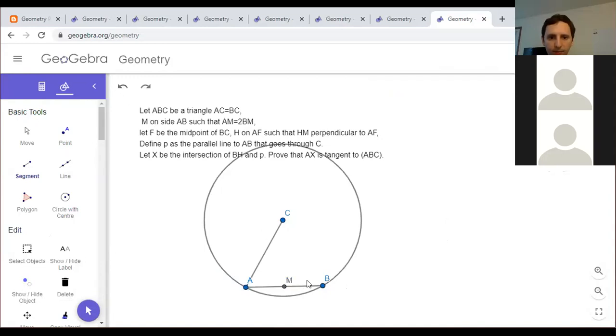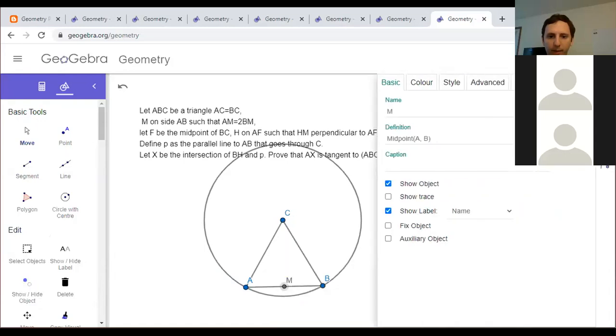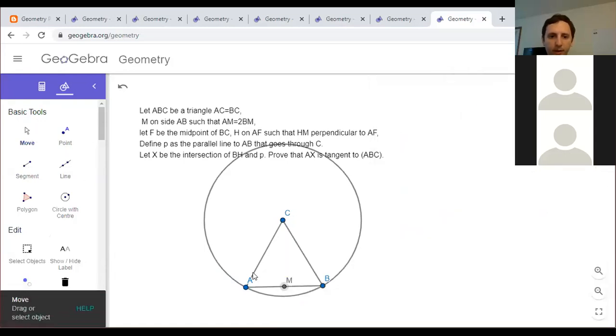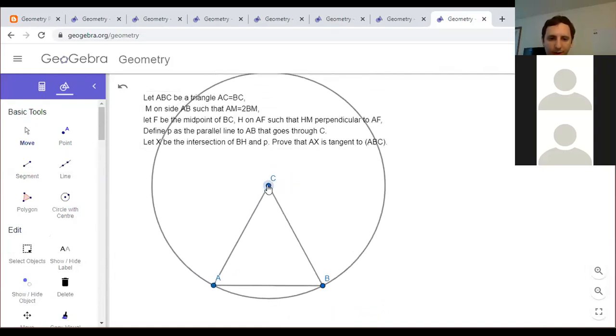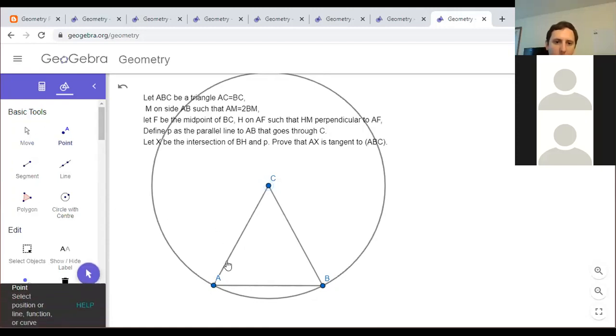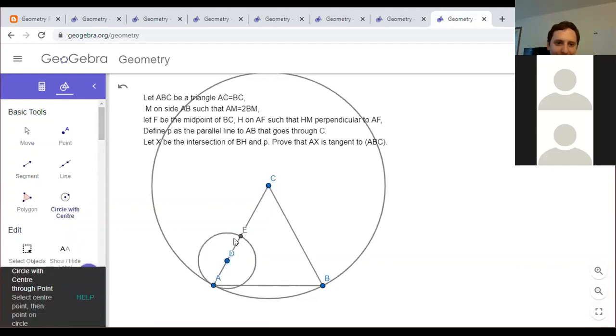Whoops. Oh no, M is not the midpoint of AB. We want AM equal to 2BM, so I will have to trisect it somehow. What's the best way to trisect? Let's see. I'm going to trisect in kind of a very lame way. This is my way of trisecting.